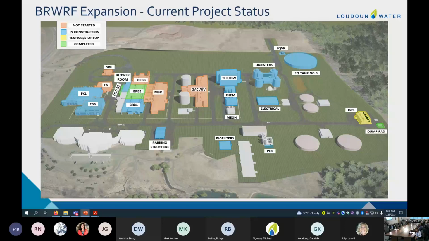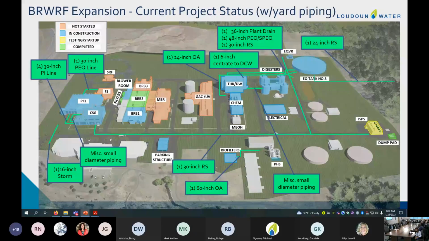And now it's going to get messy. I'm going to add the yard piping to show these major piping corridors and the completed pipe work that's already included in the project. At this point, we're largely up out of the ground and into the more vertical above-ground components of the project. And I'll have some statistics on piping and pipe completed in a couple slides. Okay.